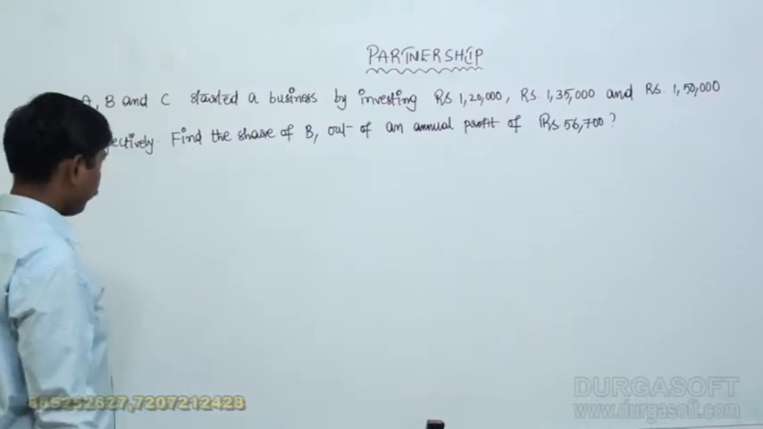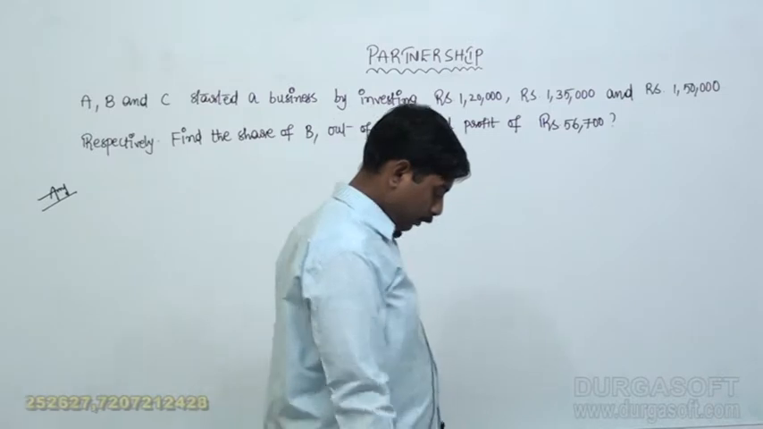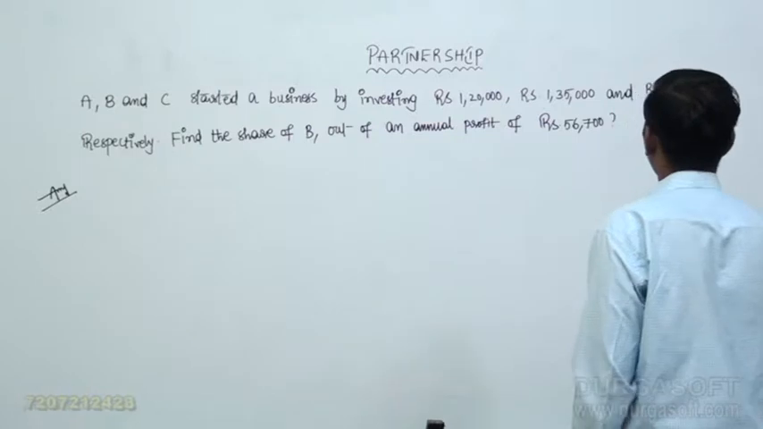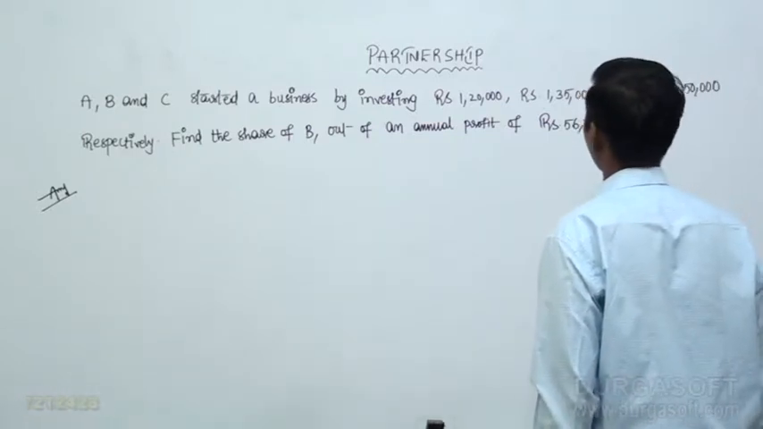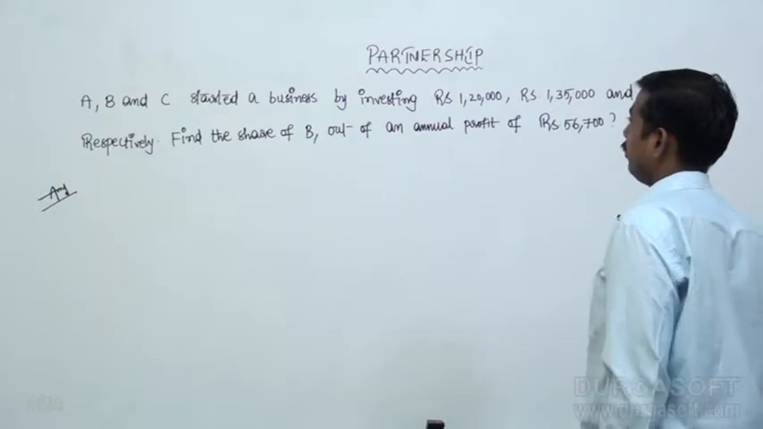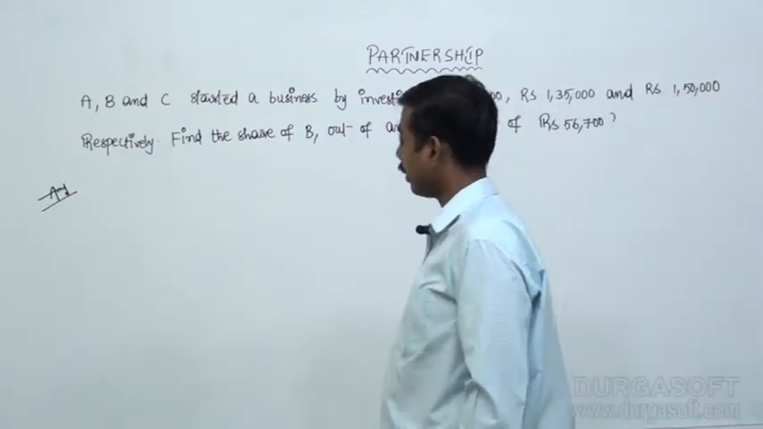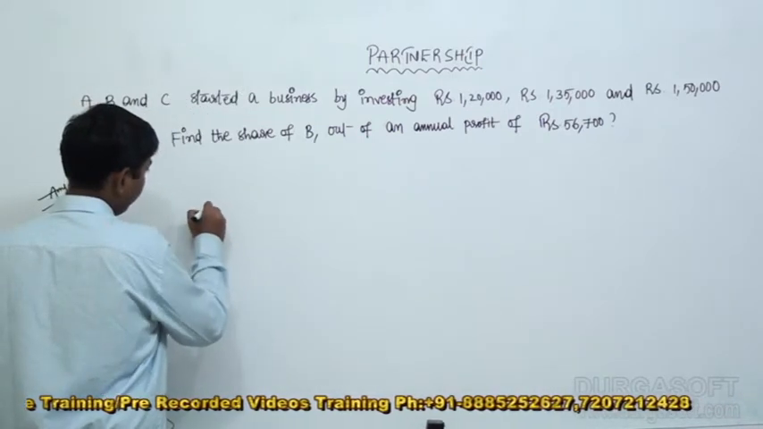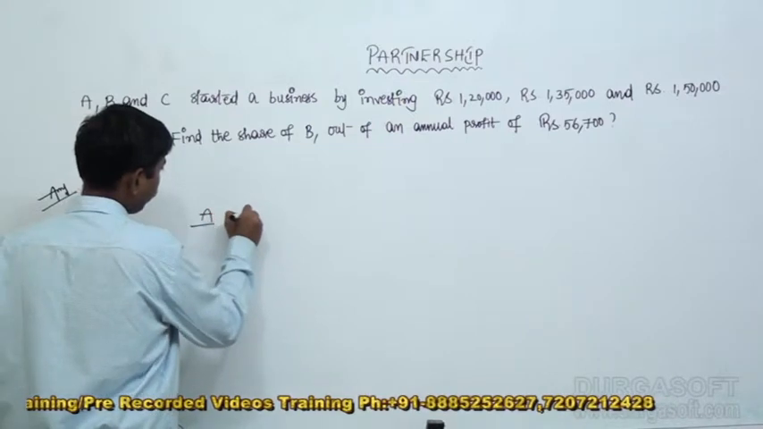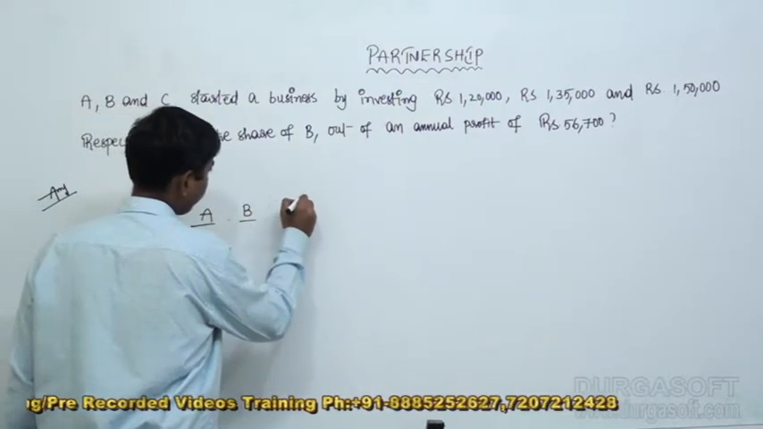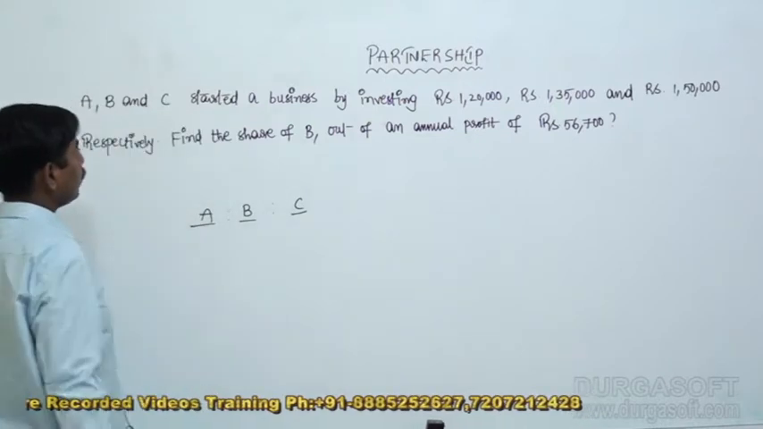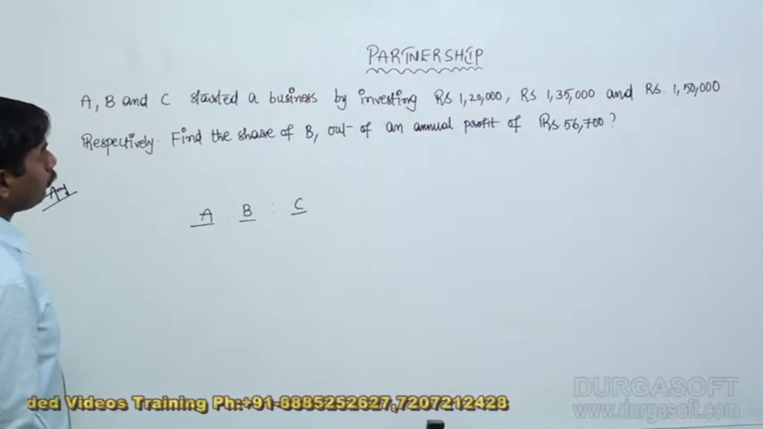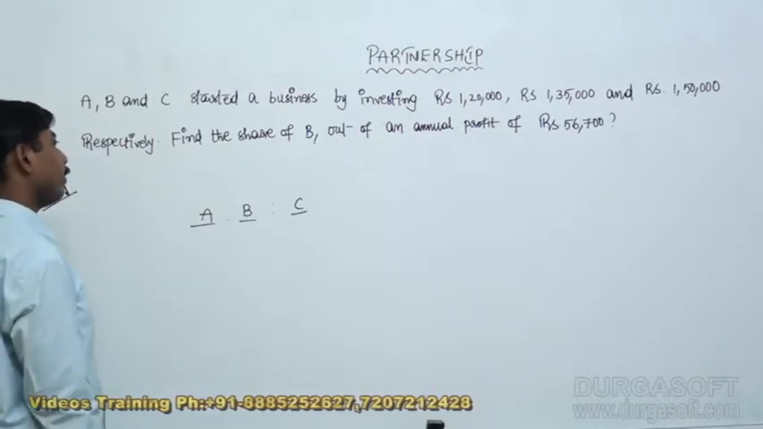A, B, and C started a business by investing rupees 120,000, 135,000, and 150,000 respectively. So that means total how many partners are involved in this question here, guys? Total three partners are involved. That means three partners decided to start a business together. How many rupees did Mr. A invest into the business?